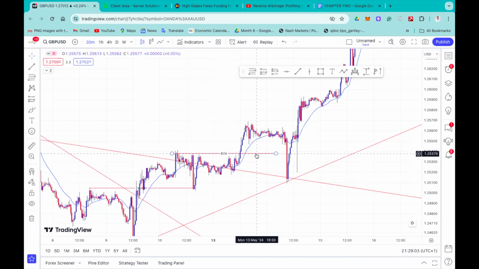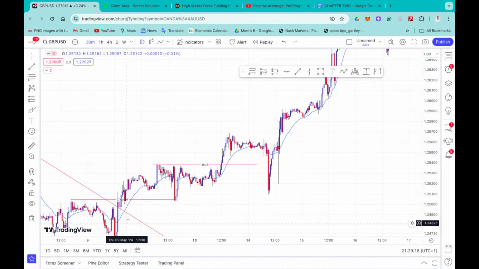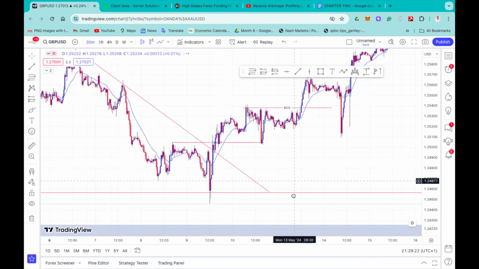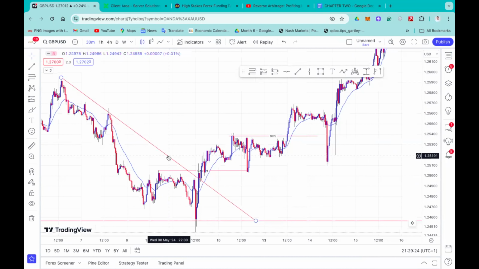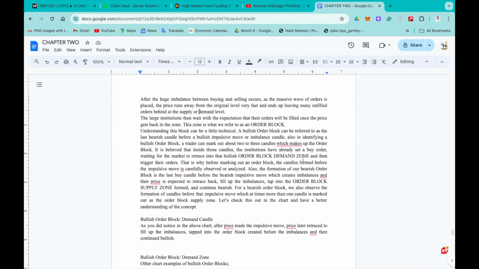Hedge funds, institutions, banks, central banks are what make up those order blocks. Okay, when price moves out of a particular level impulsively, they leave behind what we call an order block. Okay, these order blocks are where orders are being piled up. Okay, buying and selling orders are being piled up, so they can be used as reference points for bullish and bearish presence.